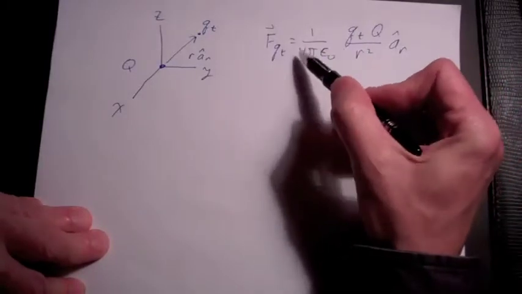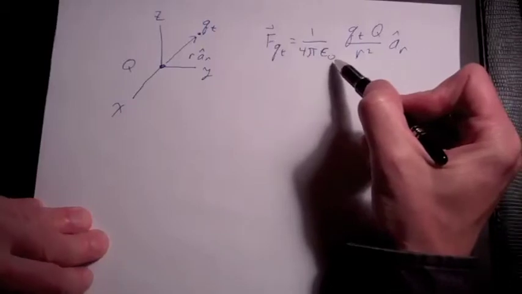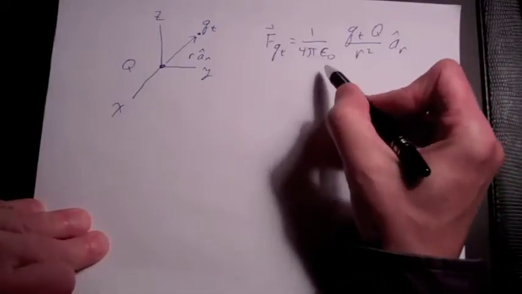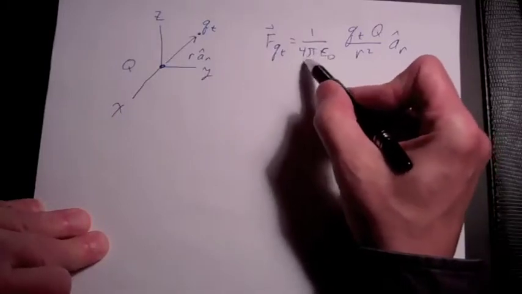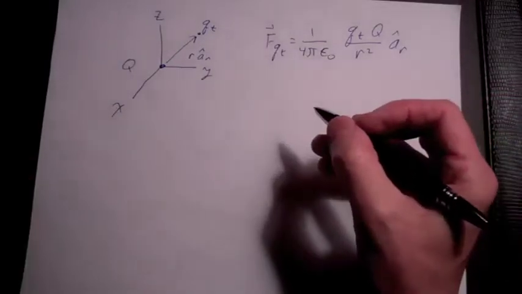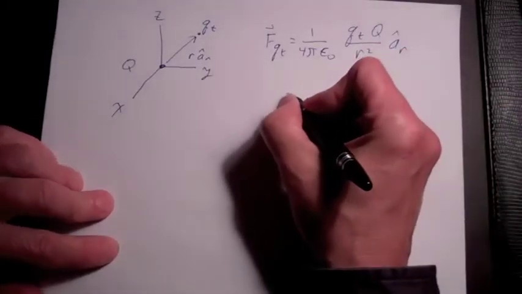This proportionality constant we write as 1 over 4 pi epsilon sub 0, and we'll be reminded in just a little while why we write it this way. Basically, we'll see that it is done this way so that this 4 pi does not appear in a future equation. Now, the electric field is defined as the following.